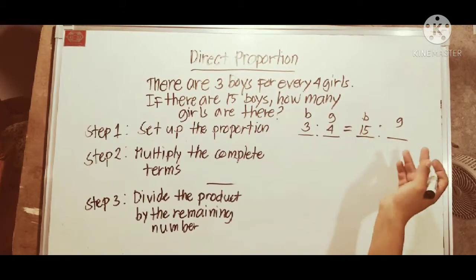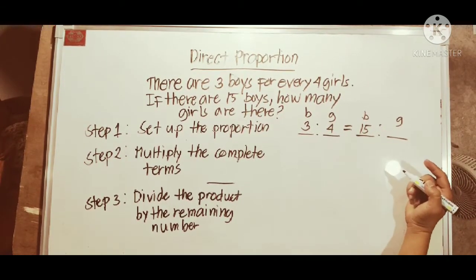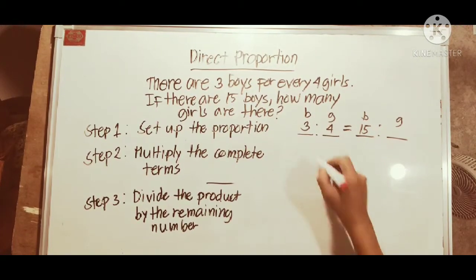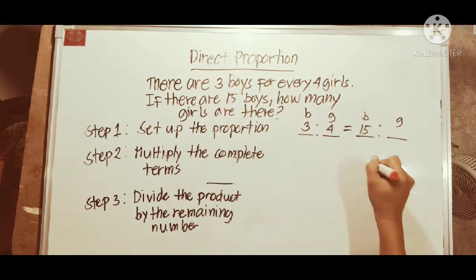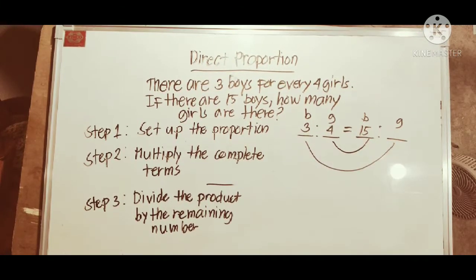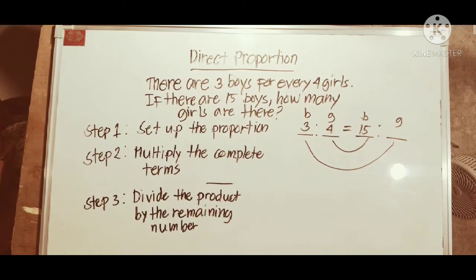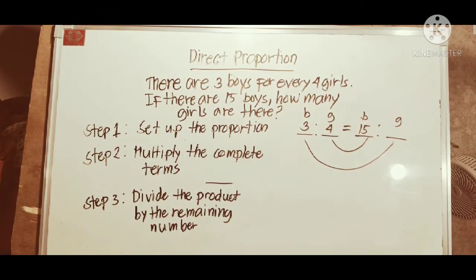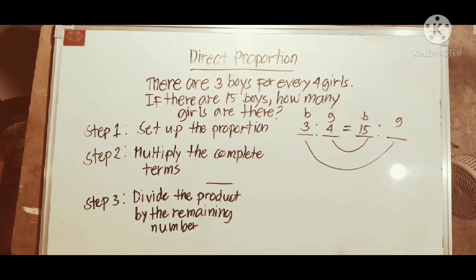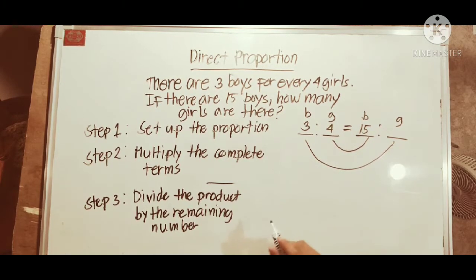to step 2. No? But before that, we make 2 smiles. Wala na siyang ink. So we have 2 smiles. Step 2, multiply the complete terms. So ang kompleto dyan is yung 4 and 15. Because they are pair. So yung 3, walang ka-partner. So we multiply 4 times 15. You get 60.